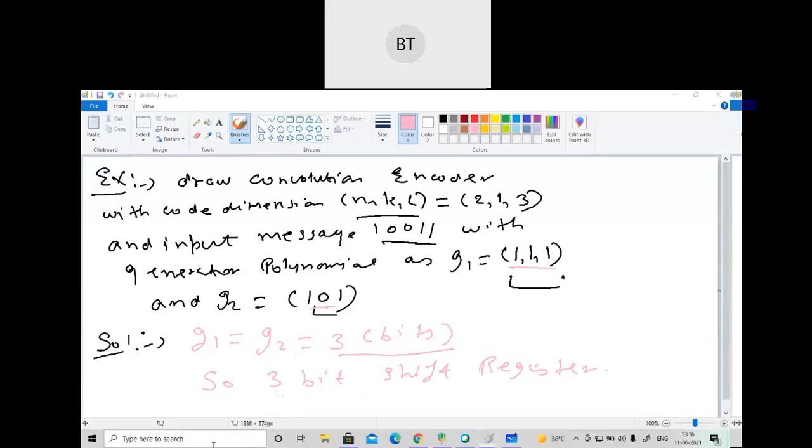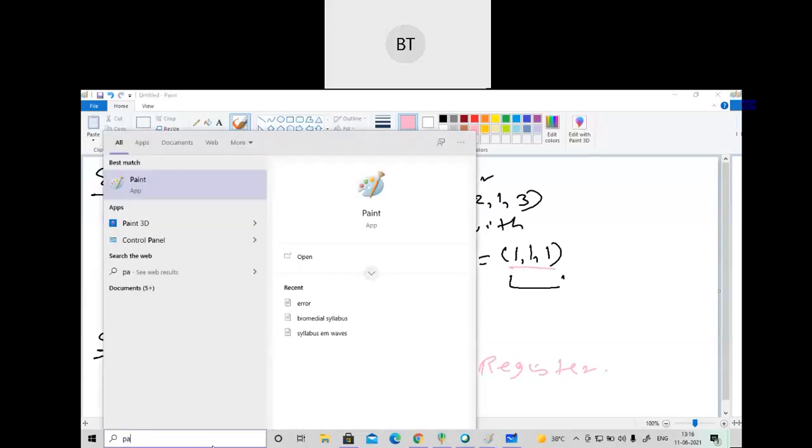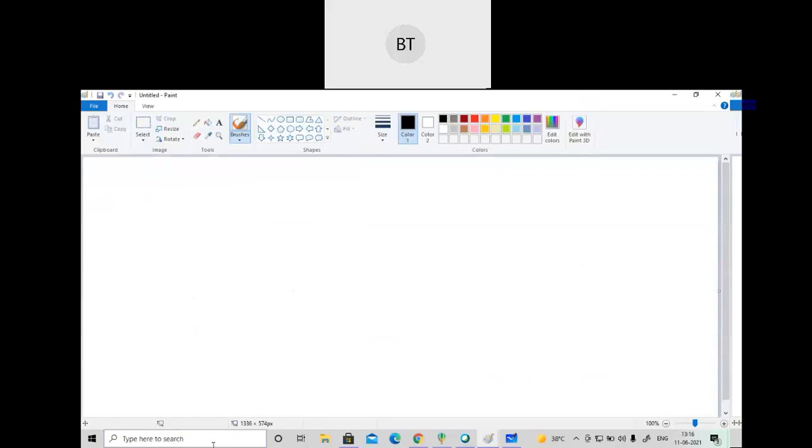Now how to proceed, I will tell you. Let's start on a new page. I'll write here M1, M2, M3, the 3 shift registers. After this I'll put one XOR operation here, and one XOR operation here. In the problem, the value of G1 was given as 111, meaning every position has a connection. So I'll connect M1, this is 1, this is also 1, this is also 1.